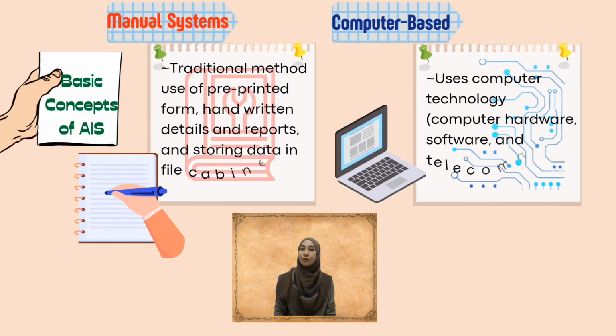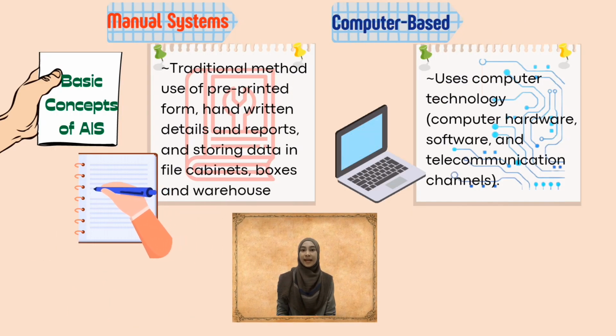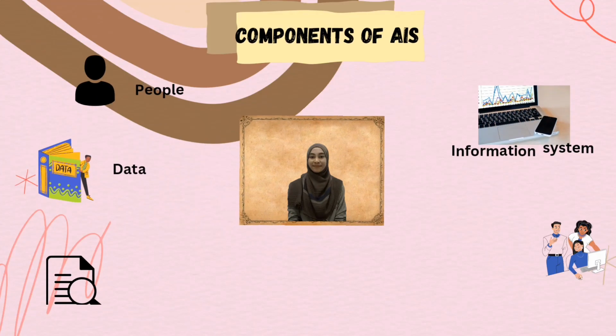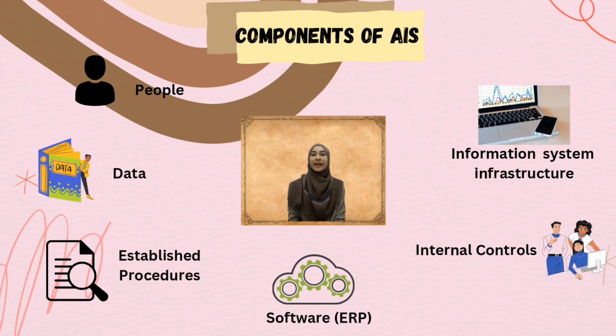Next, we move to two basic concepts of AIS. First, manual system. Traditional method uses pre-printed forms, handwritten details and reports, and storing data in file cabinets, boxes and warehouses. Second, computer-based. Uses computer technology, which is computer hardware, software and telecommunication channels. Components of AIS.